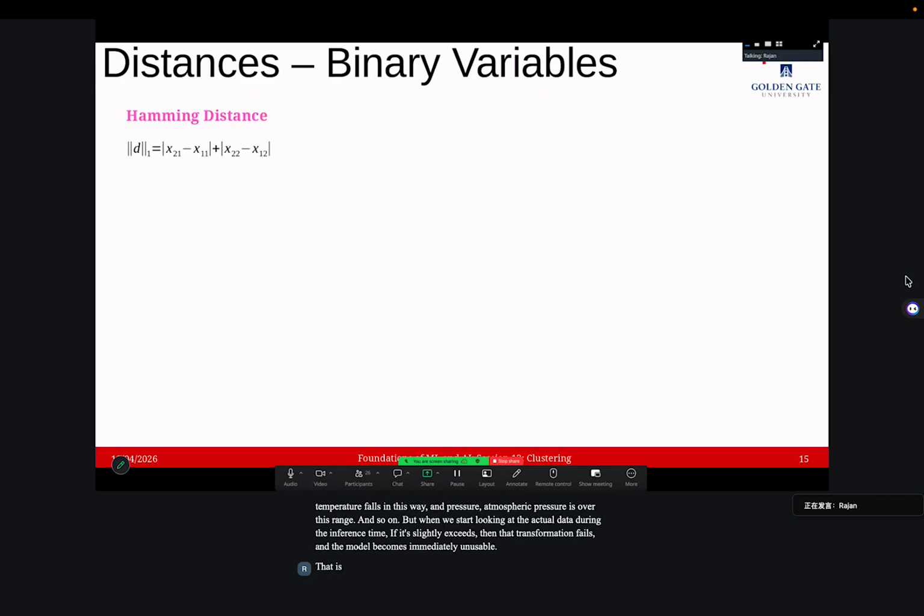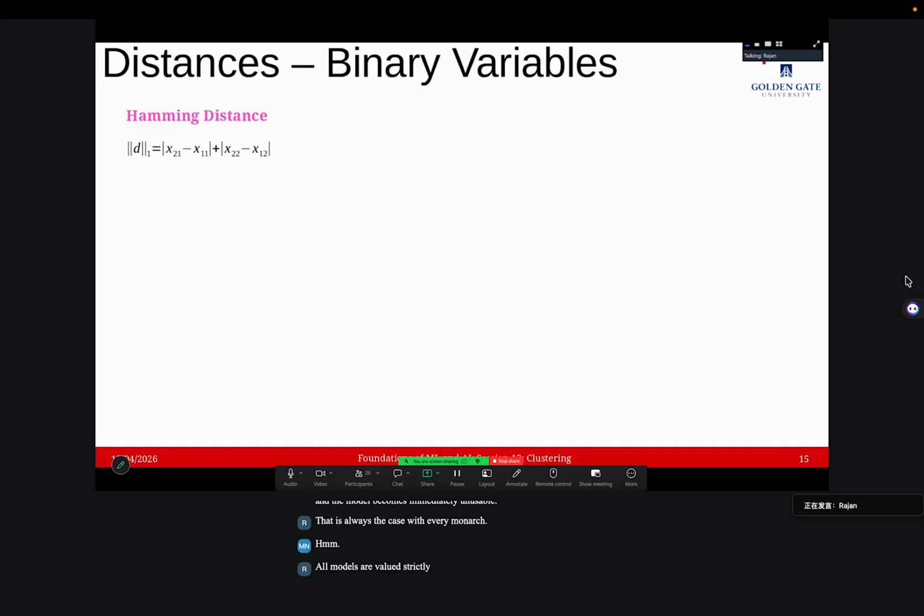That is always the case with every model. All models are valid strictly only in the domain of the data. Domain means the model is interpolating. If the new data is outside this domain, slightly different from what we had, then we should always expect the model to fail. If the model does not fail but gives good results, then that's a bonus. So extrapolation is a very tricky process, and we have to take every extrapolation with a pinch of salt.